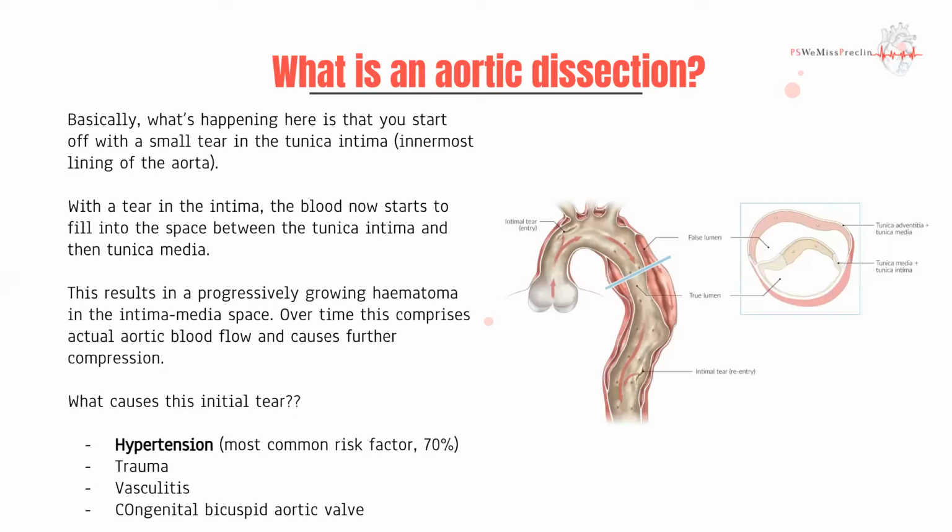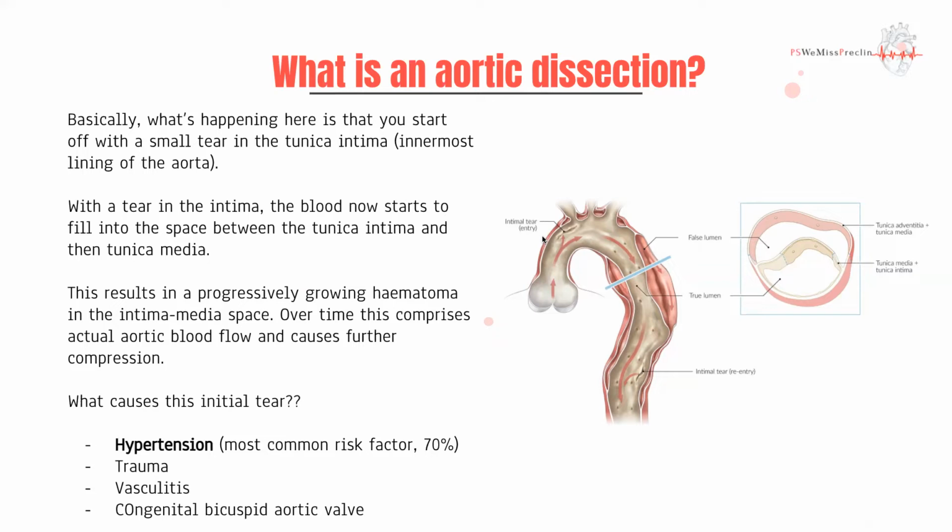Some conditions that you will hear about would be dissections and aneurysms, and it's good to have a good understanding of what the two are and how they differ from each other. So what happens with an aortic dissection is you obviously have the aorta, which is shown here, and the aorta has a few layers, right? You have the tunica intima, which is the innermost layer, and it's endovascular. Then you have the tunica media, which is superior to the intima.